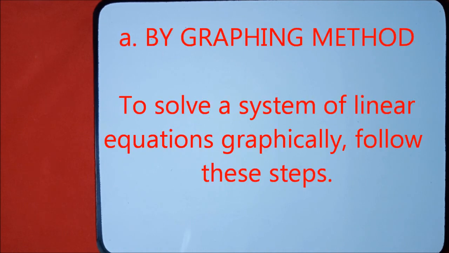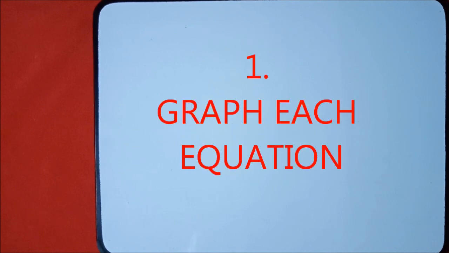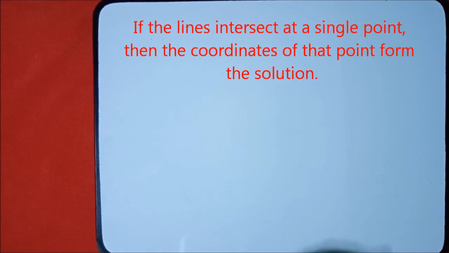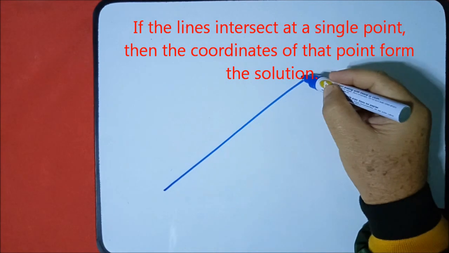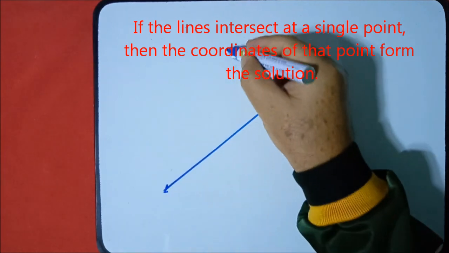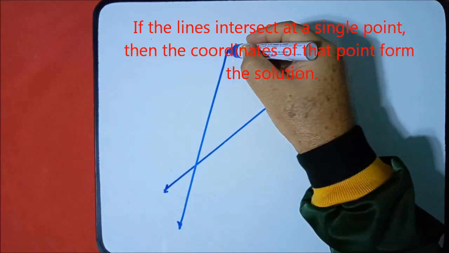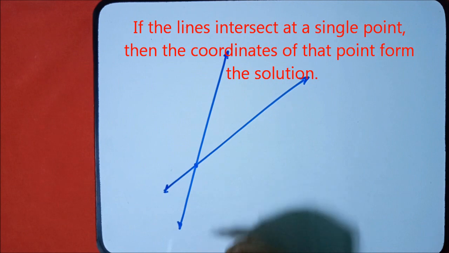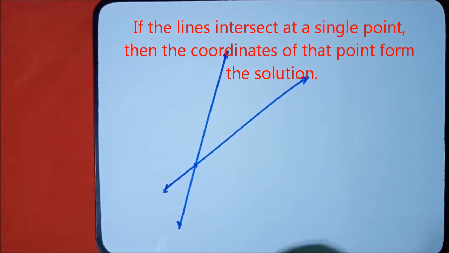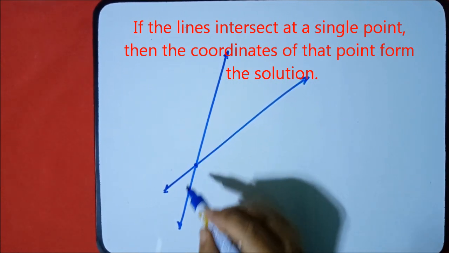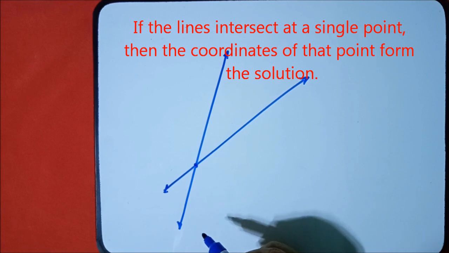To solve a system of linear equations graphically, follow these steps. Number 1, graph each equation. If the lines intersect at a single point, kung nag-intersect sila sa isang point, then the coordinates of that point form the solution.